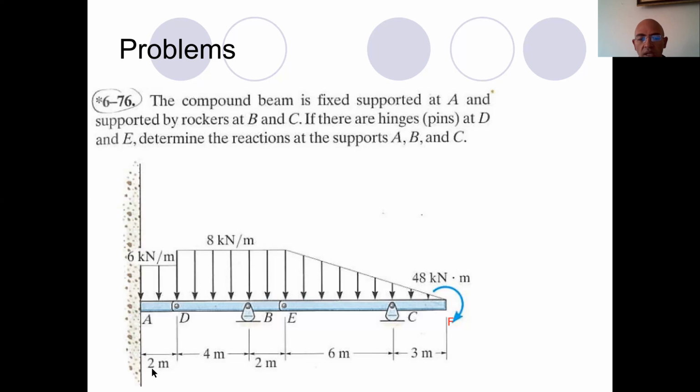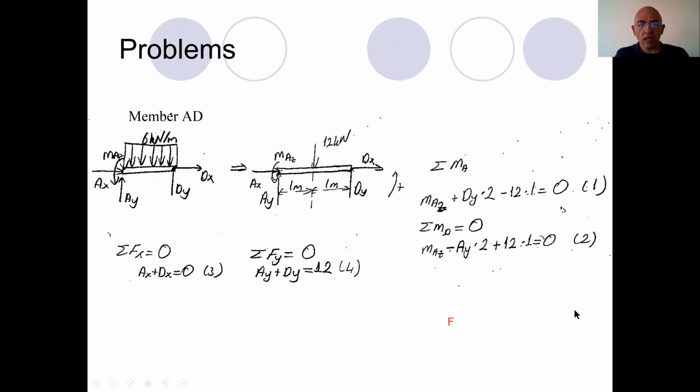The distance from A to D is 2 meters. D to B is 4 meters. From B to E is 2. And from E to C, it is 6. Finally, from C to F, it is 3 meters. Now, first thing that we have to do is to draw the free body diagram of the beams and analyze the problem.